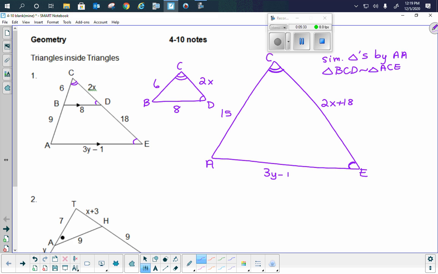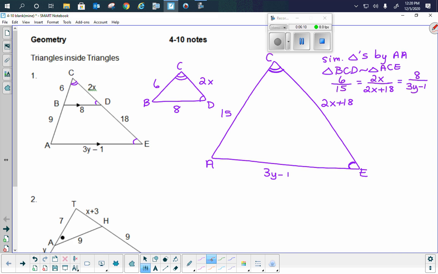Okay. If we do our lengths, make our three fractions, we would have 6 over 15 equals 2x over 2x plus 18 equals 8 over 3y minus 1. And don't skip the step that I did. If you need to write BC over AC equals CD over CE equals BD over AE before you put in the numbers from the pictures, do it. Okay, I don't want you missing it just because you're trying to skip a step.